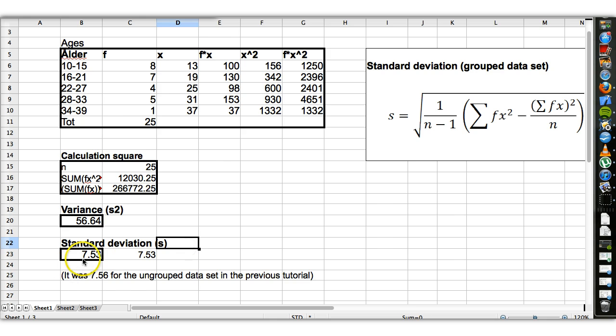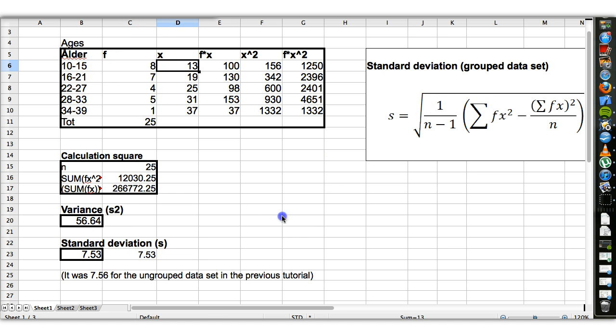Now you'll notice that this 7.53 is different from the 7.56 it was in the previous tutorial for the ungrouped data, and the reason for this is that we're losing detail in our material, so we're going to have a difference here. The detail that we have lost is attributed to the fact that all of these 8 people here in this frequency are represented by the age category 13, but in our ungrouped material they actually had their true ages. So the people who were 10 years old were represented by the age of 10, and the people who were 15 were represented by the age of 15. So that's the reason they are different.